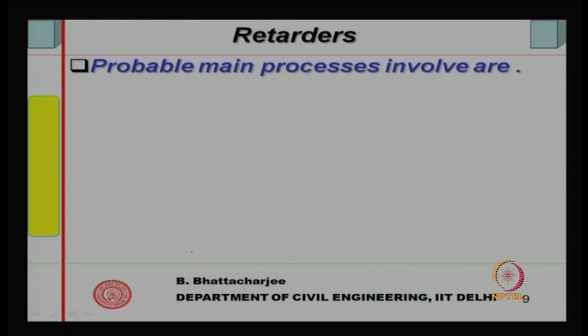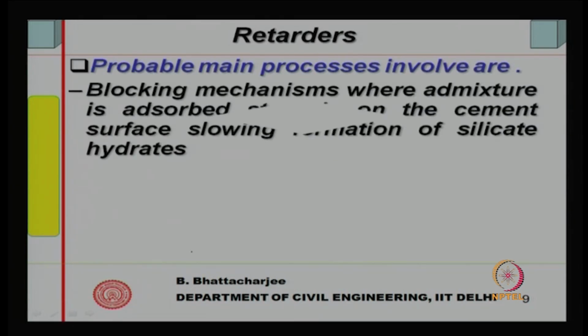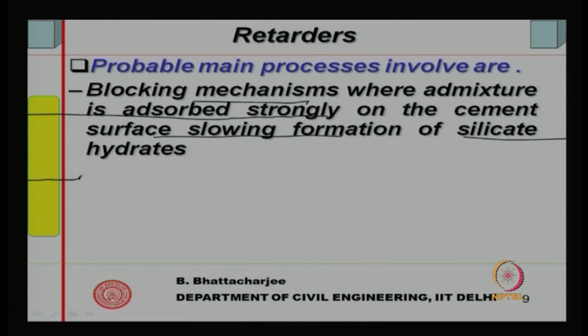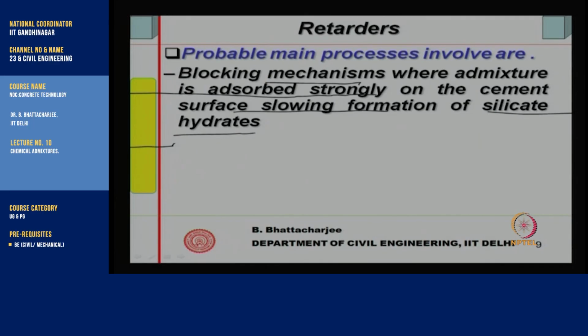The retarders, the processes involved or the mechanisms, if you look at it, are blocking mechanisms, where the admixture is adsorbed strongly on the cement surface and slows down the formation of silicate hydrates. So, basically they can be adsorbed onto the cement surface, and therefore formation of silicate hydrates is slowed down because they are adsorbed on the surface, and strongly.